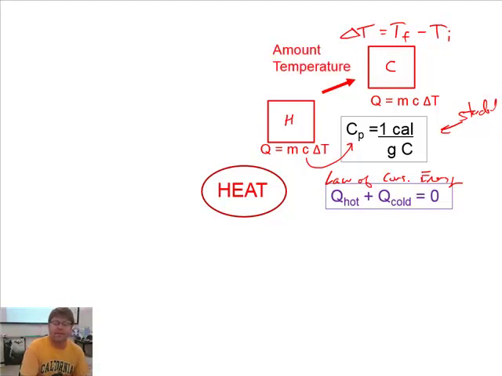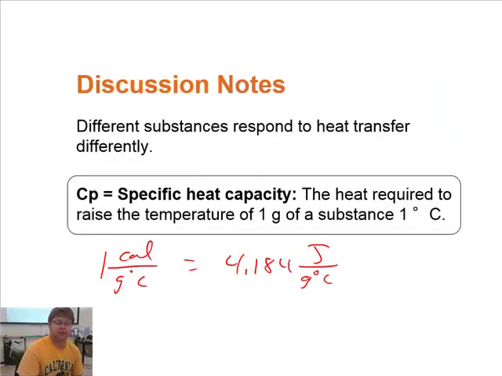The amount of substance and the temperature of the substance and how much it changes determine how much energy is transferred. If you have one hot, one cold, it could go either direction, but it goes from hot to cold always, just depending on which one you have at which temperature. The specific heat capacity is defined as the heat required to raise the temperature of 1 gram of substance 1 degree Celsius. In calories, it's the standard 1.